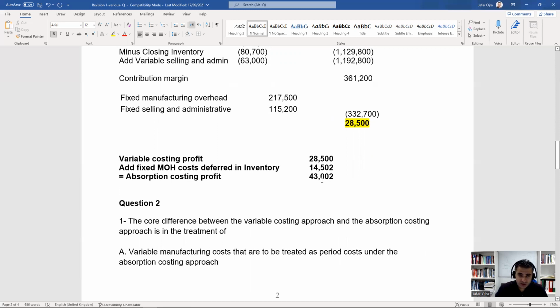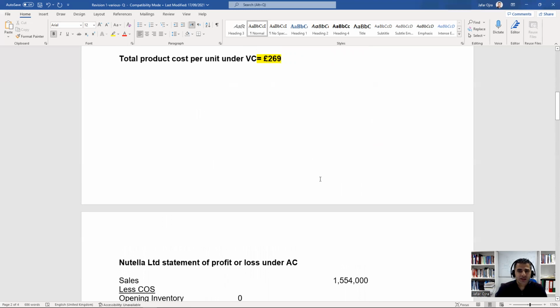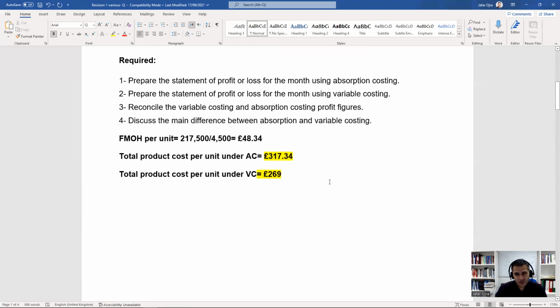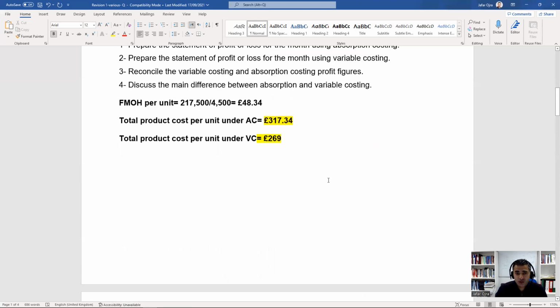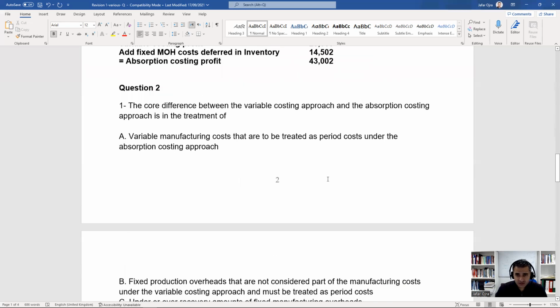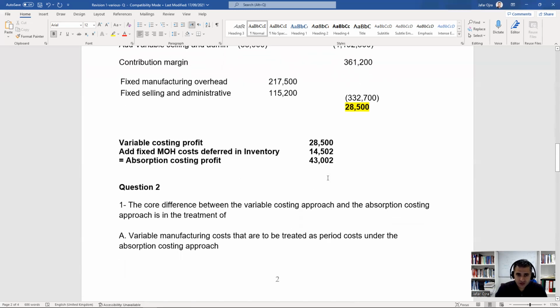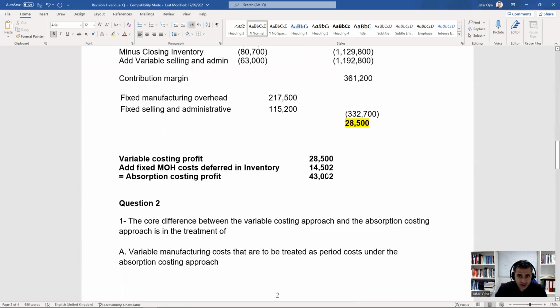That's only due to decimals. Due to decimals and fixed manufacturing overhead per unit, the one we calculated is 48.34. So no marks will be deducted at all. So don't get confused. That's absolutely fine. They are correct answers. These are the differences due to decimals. So don't confuse yourself or go back or think you made a mistake.